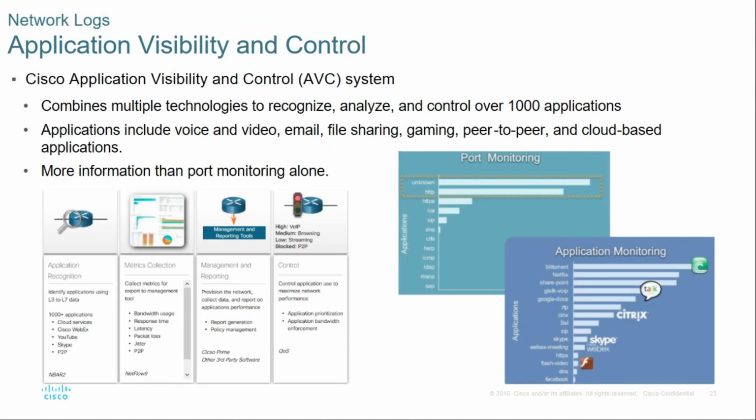Application visibility control. Cisco Application Visibility and Control is a system that combines multiple technologies to recognize, analyze, and control over 1000 applications, including voice, video, email, file sharing, games, peer-to-peer, and cloud-based applications. It gives more information than port monitoring.